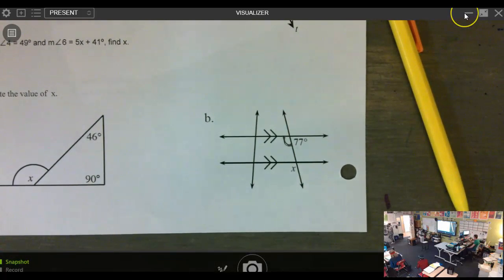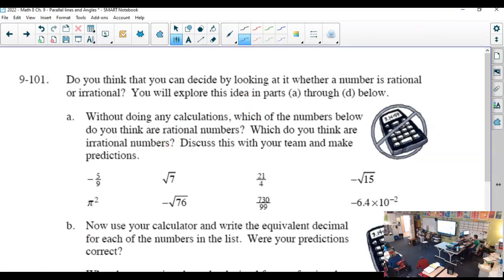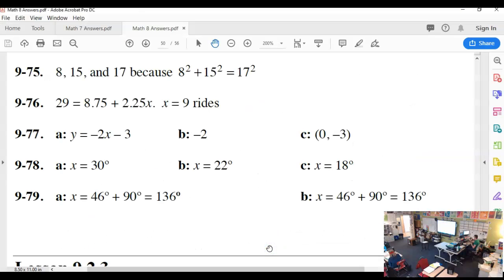We're going to move on. This angle would be corresponding with X. It would be 103. Moving on. Other questions? Lily. Jake, rein it in.